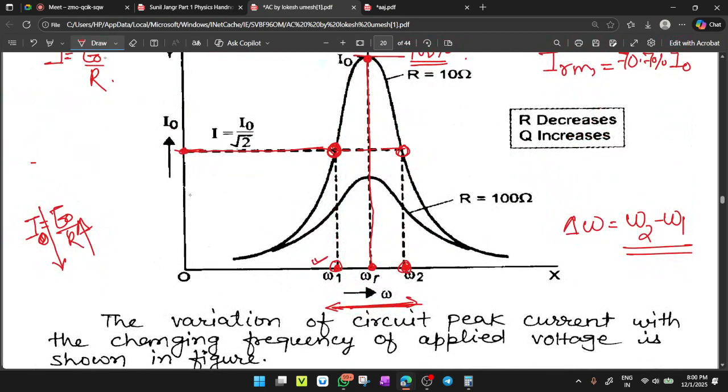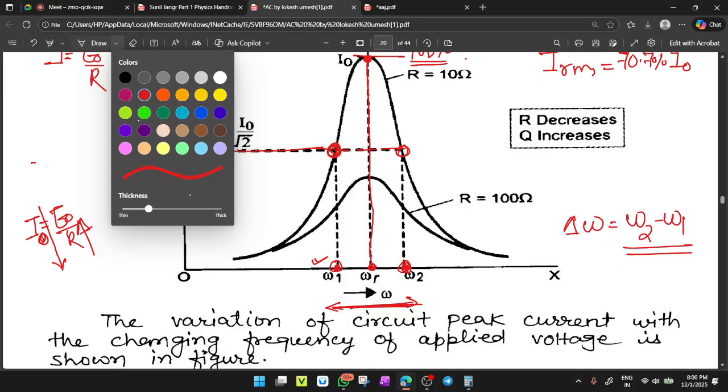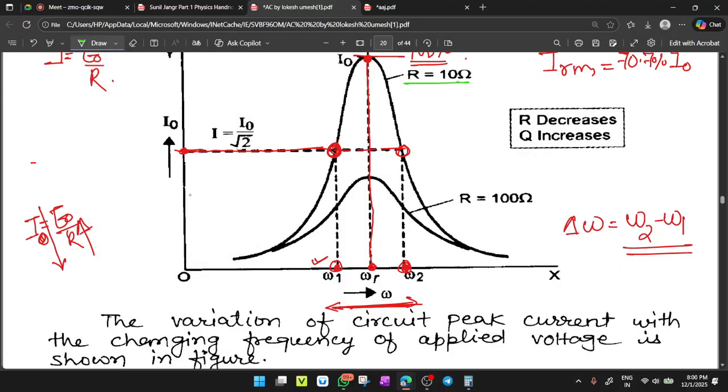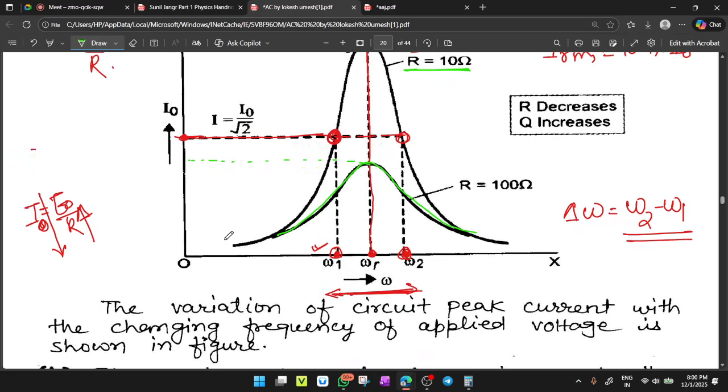Here I am presenting two graphs, one for low resistance and one for high resistance. Say this is the graph for R equals 10 ohm. If you increase the resistance, the graph will decrease. See here, this is the graph for R equals 100 ohm. So the value of maximum current decreases for R equals 100 ohm. Clear?